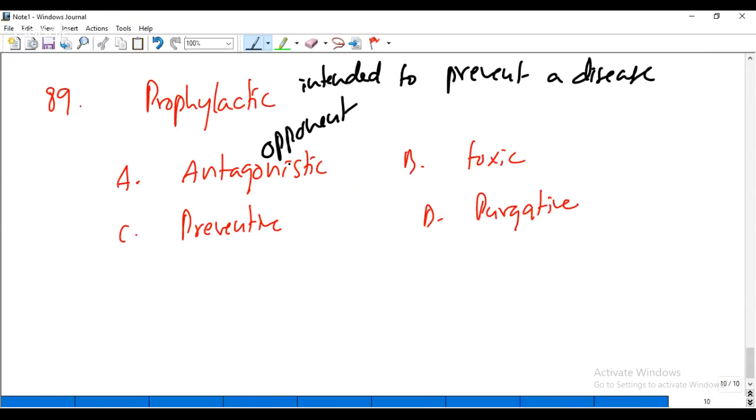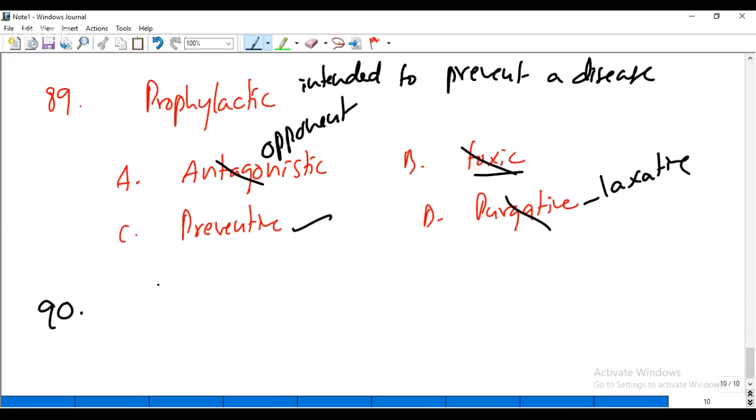And option A is antagonistic, which means opponent. And I think everyone knows toxic, so this cannot be, and even this cannot be. And option C is preventive. And what about purgative? Purgative is laxative in nature. So even this cannot be the answer. Hence, option C is the correct answer.